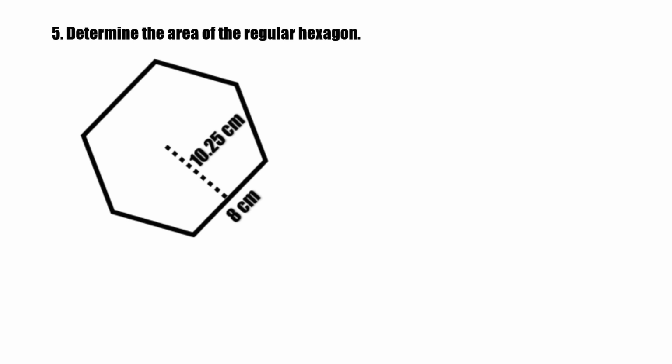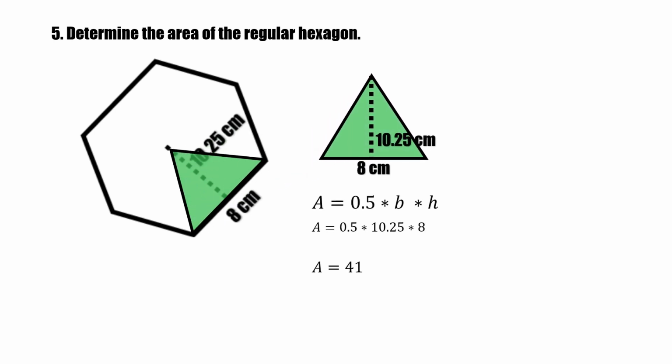In problems 5 and 6, we are asked to find the area of a regular hexagon. To find the area of a regular polygon, we will need to multiply the area of the triangles within the polygon. First, we will draw out a triangle, then find the area of the triangle, then multiply by the number of triangles. Recall that the number of triangles will be equal to the number of sides in the polygon. In this case, we will multiply by 6.